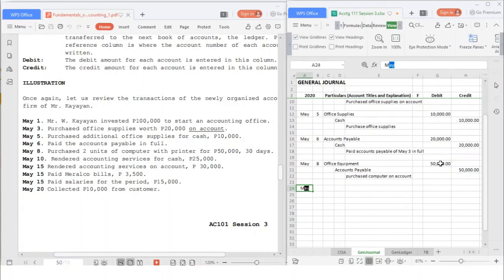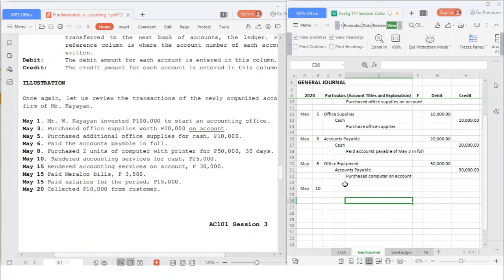So, next, we have May 10. May 10, rendered accounting services for cash. So, meaning, nibuhat na ka sa imuhang service. Nakay-render nga service. And once kung nakay-render nga service, of course, is considered na siya as your income. Diba? Income. So, ang affected nimo is your service revenue, which is an income account, and your cash.